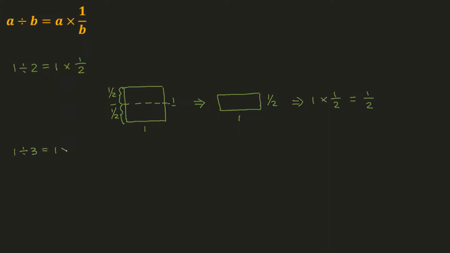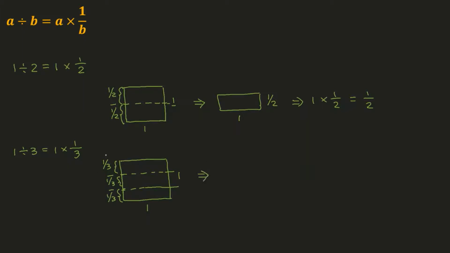This becomes 1 multiplied by 3's reciprocal, which is 1/3. So same thing, we're going to use a square with an area of 1 to represent the 1 in this expression. Each side has a length of 1. This time, we're going to divide it into 3 parts. So this segment becomes 1/3, and this segment is 1/3, and this segment is also 1/3.